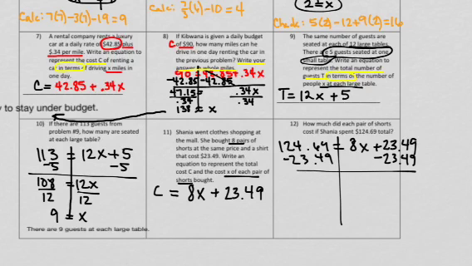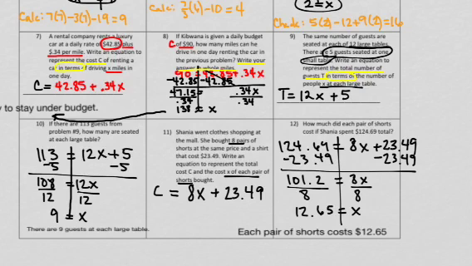So that leaves me with 101.2 on the left and 8x on the right. So then I divide both sides by 8, and I get, on my calculator, $12.65 is equal to x. So that tells me that each pair of shorts was $12.65. And that is the end of section 2.1, solving multiple step equations.